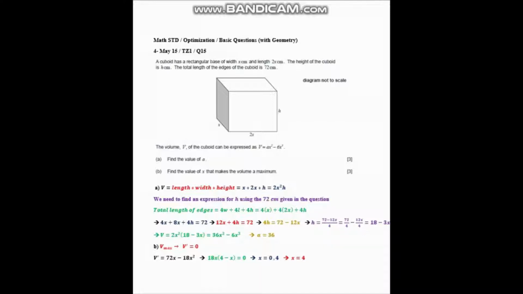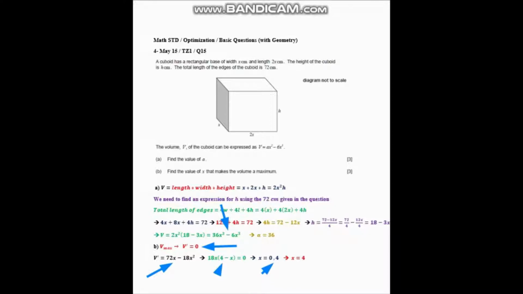In B, I'm required to find the value of x that makes the volume a maximum. And in order for the volume to be maximized, we set V dash to 0. So I just need to differentiate this expression, and this gives me V dash equals 72x minus 18x squared. I shall then set this equation to 0, and I've done some factorization here. So I have found that x is either equal to 0 or 4.